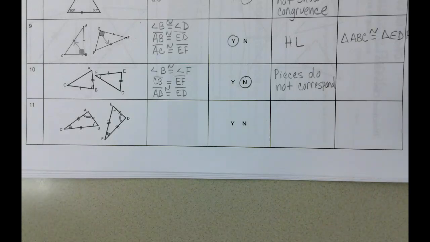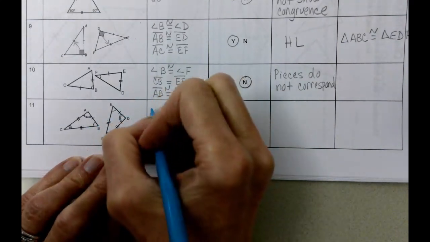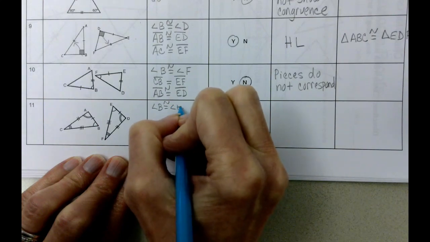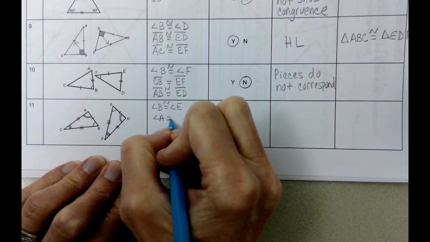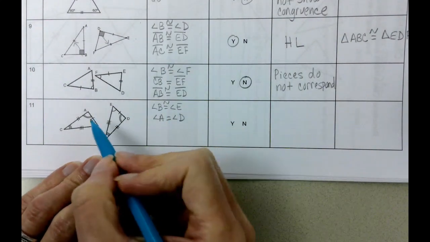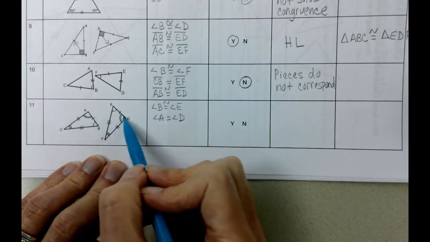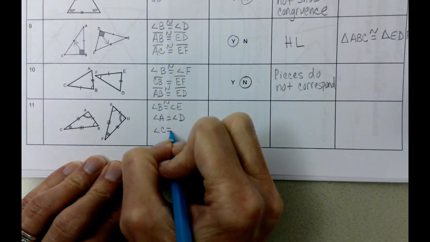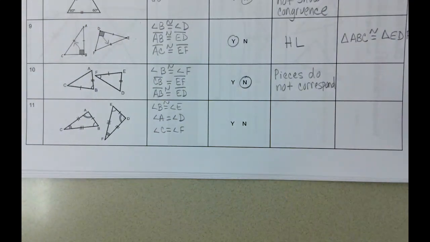But as we look at problem 11, we've got a bunch of information. And let's just start with angle B is congruent to angle E. Angle A is congruent to angle D. So I started with one tick mark. That's why I started with angle B and E. Then A and D have two tick marks. And angle C and angle F have three tick marks.